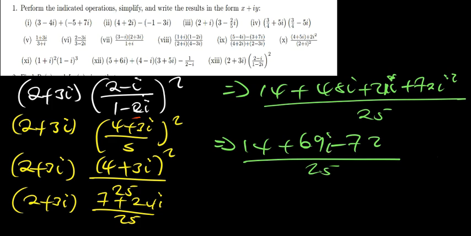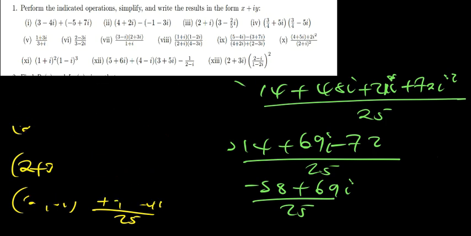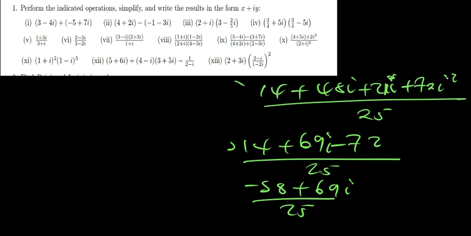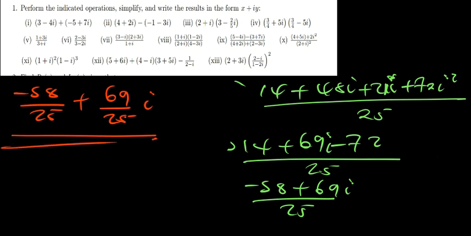So I have 14 minus 72, which is giving me negative 58, plus 69i, divided by 25. So you can write the final answer as negative 58 over 25 plus 69 over 25i. That is my final answer. So that is it for question 1.